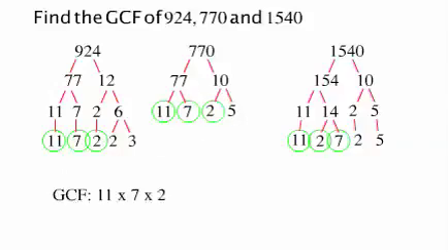So the greatest common factor is going to be obtained when we multiply what's been circled in the first tree. So it's 11 times 7 times 2, which is 77 times 2, which is 144. No, 154. All right, and that's it.